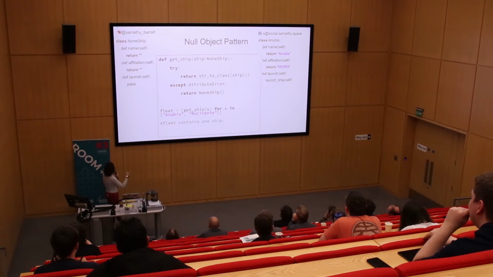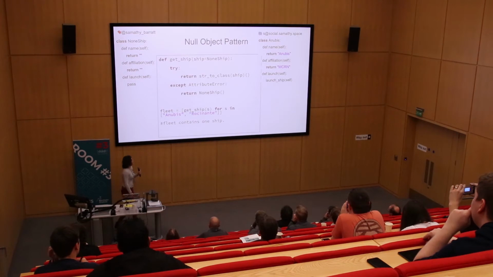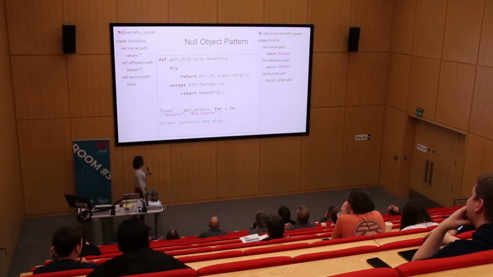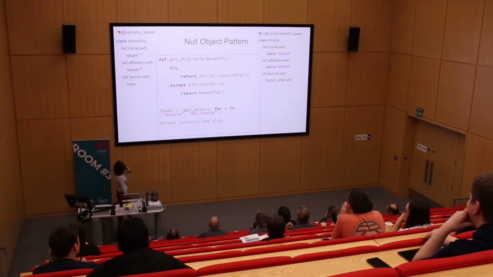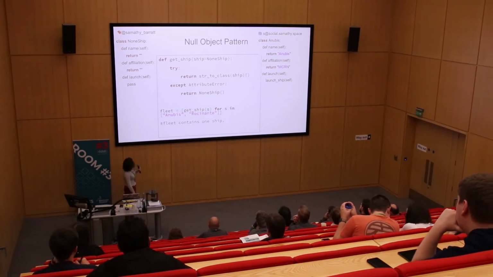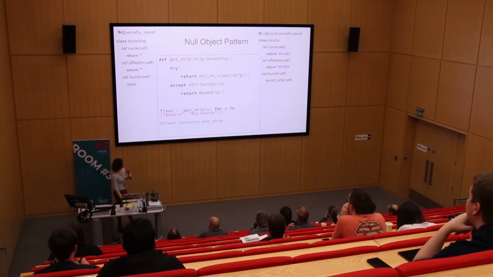So we've got two classes up here. On the left-hand side, we've got the class nonship, and on the right-hand side, we've got the class Anubis. The class Anubis has a number of methods. It's got a name that returns a string. It's got an affiliation, which returns a string. And it's got the launch method, which does a thing. On the other side, we've got a nonship, which has a name that returns a string that's empty. It has an affiliation, which returns a string that's empty. And it has a launch method, which does absolutely nothing. It's pass. It's a no-op in Python.